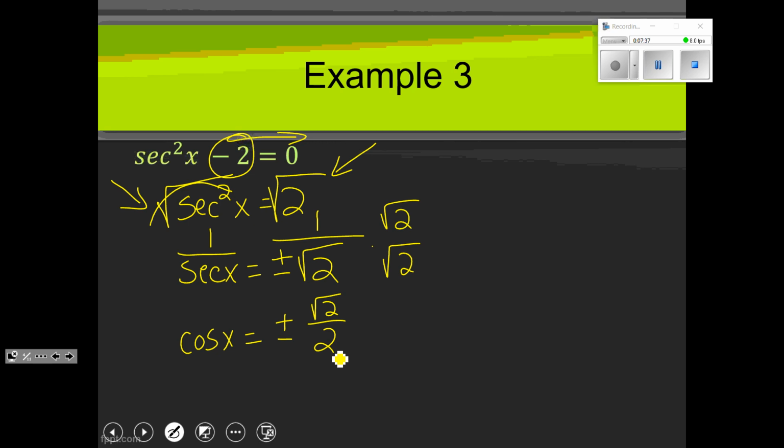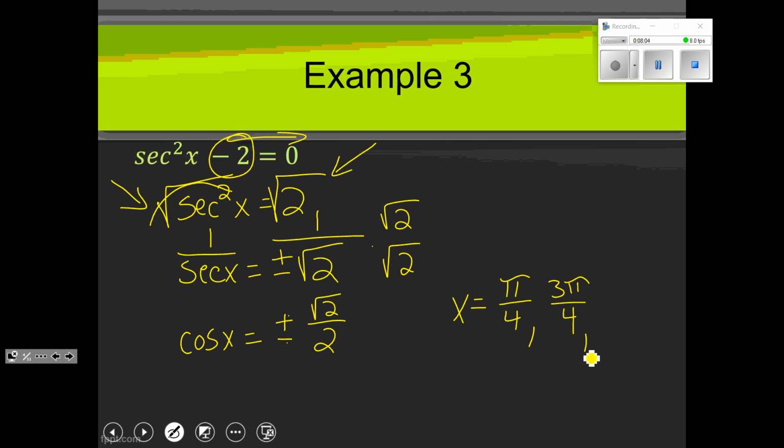So basically, I just flipped it and took the reciprocals of it. So I'm looking, this is cosine, so this is the x coordinate. When is the x coordinate positive square root of 2 over 2 or negative square root of 2 over 2? So that would be at pi over 4. That would also be at 3 pi over 4. And everybody says, but that's negative. Yes, because I want the negative. I want the positive and the negative.